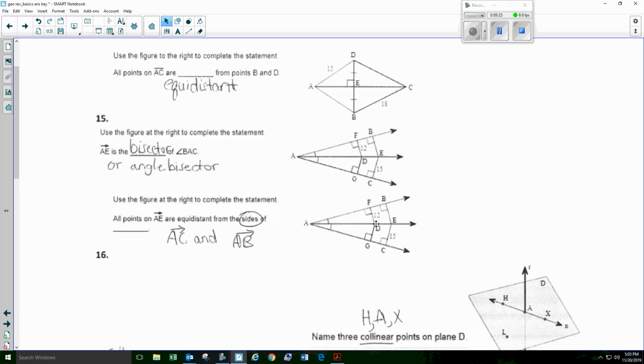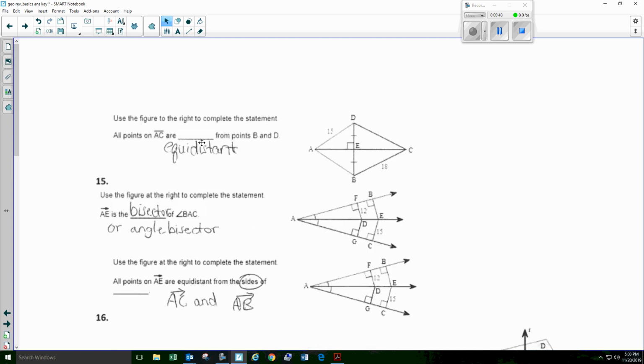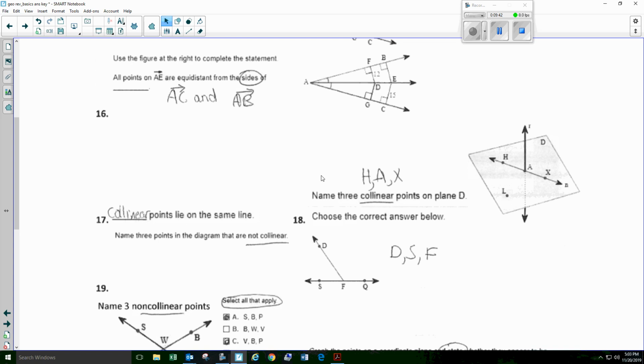Okay, when you go from any point on one line to a point on the other line, it's always at a perpendicular distance. That's the shortest distance between any 2 points, the perpendicular distance. So since that's 12, this should be 12. This is 15, this should be 15. Very similar to the perpendicular bisector theorem. And you know how to use ray symbols as well.